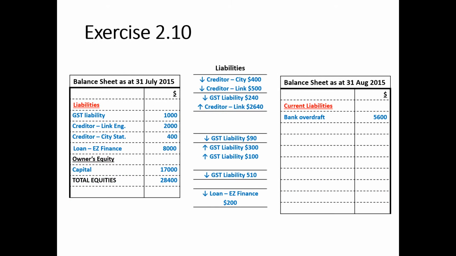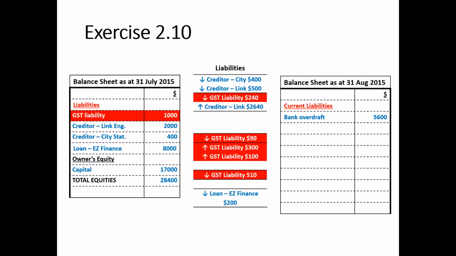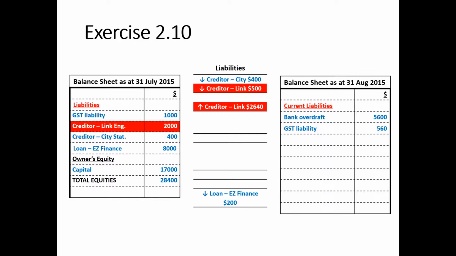Let's look at the liabilities. We started off with a GST liability of 1,000, but we've got quite a few transactions. It went down 240, down 90, up 300, up 100, and down 510. Net result is we're going to owe the government $560. We've got Link Engineering was owed $2,000, and you can see some was paid back, but then we also bought more from them, so that'll leave a final balance of 4,140.